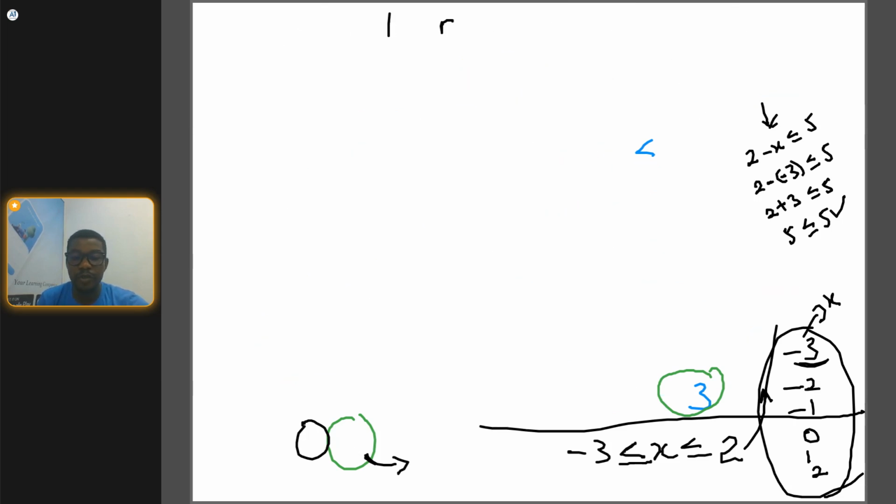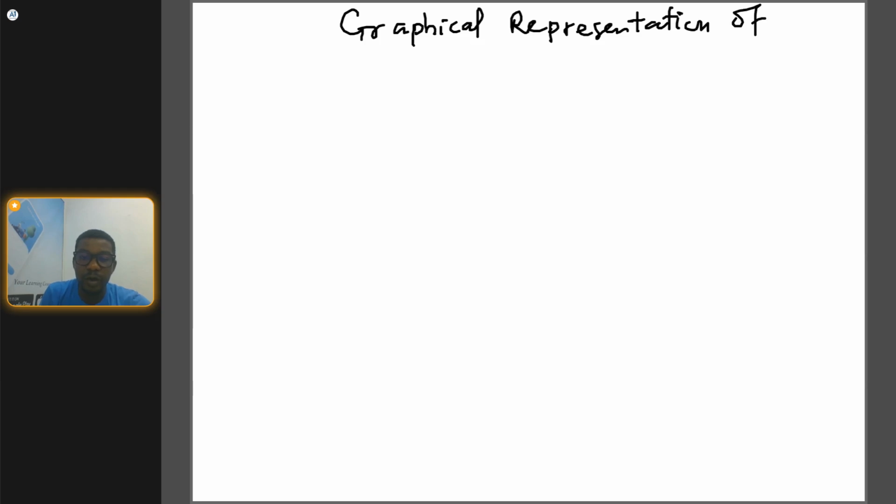Now we are going to graphical representation of inequalities. Graphical representation of inequality.